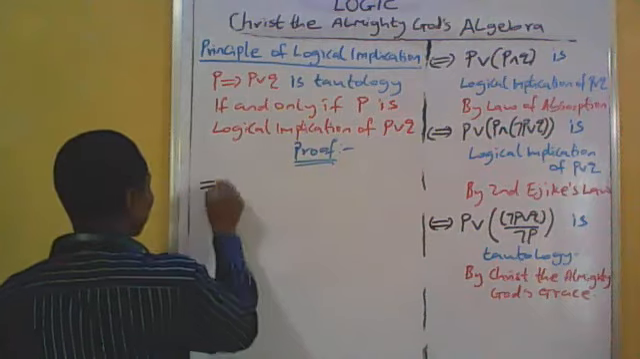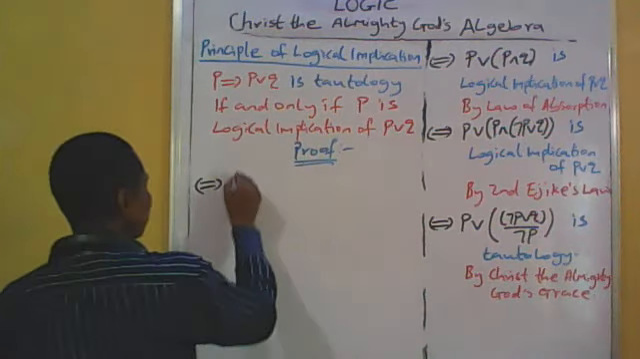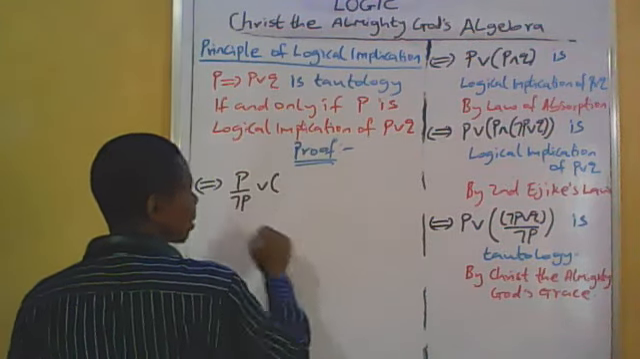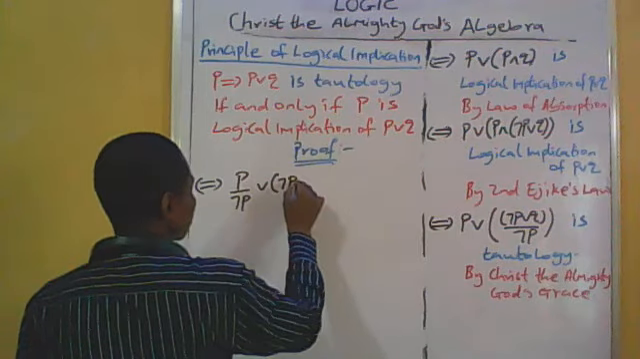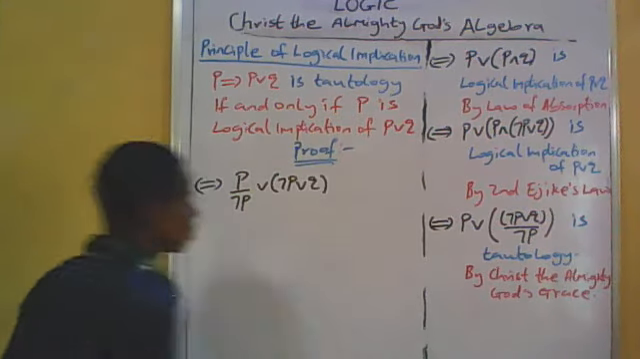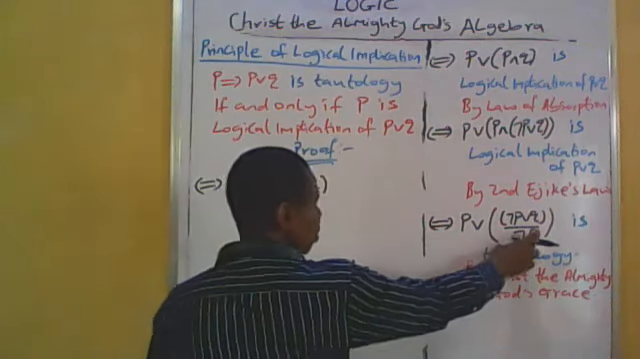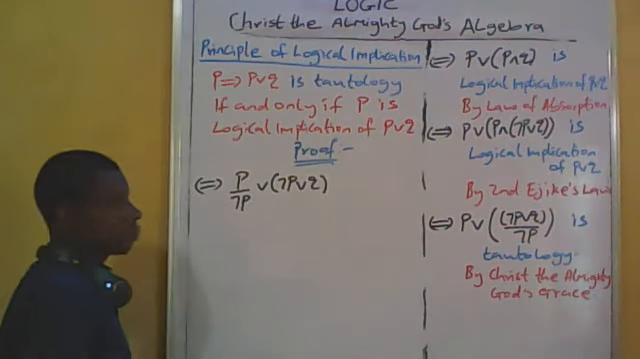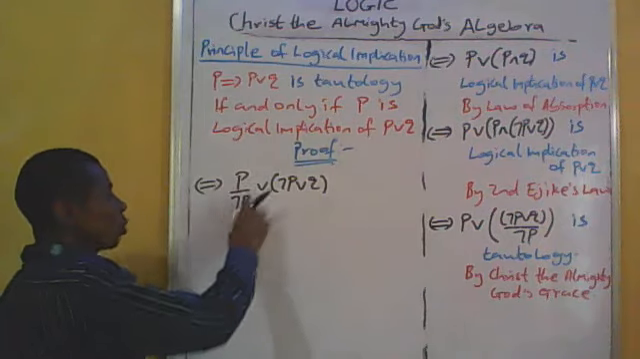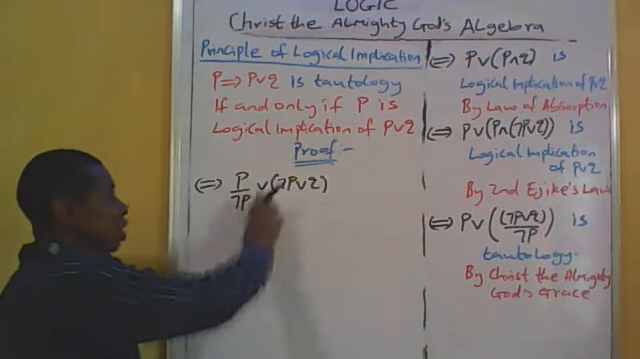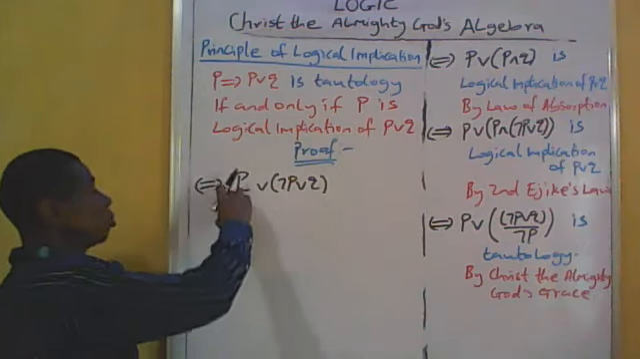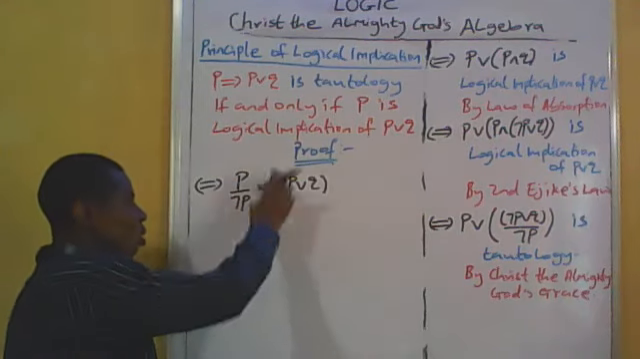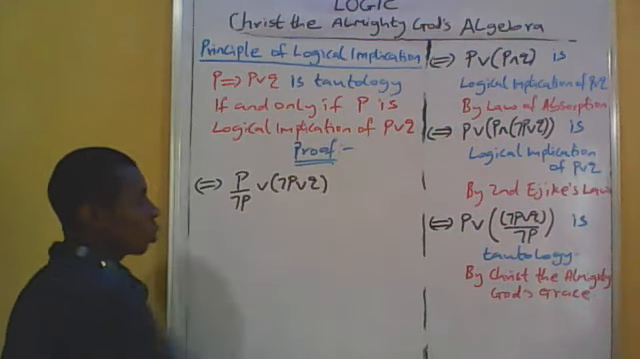So if and only if P upon not P or bracket not P or Q. See that this implication, not P, has now been distributed to the first disjunct P. That's why it becomes P upon not P or bracket not P or Q is still tautology, because P upon not P, that means not P implies P is P. So P or bracket not P or Q is tautology.